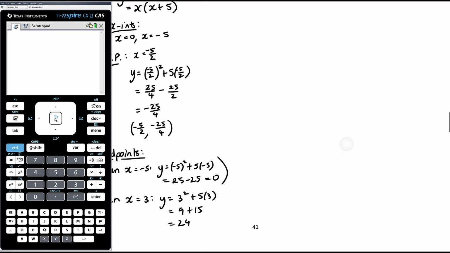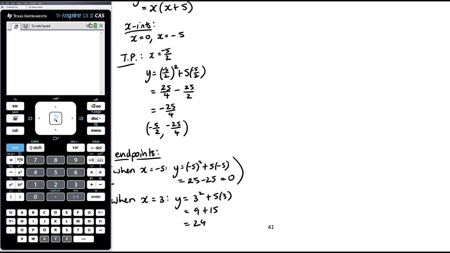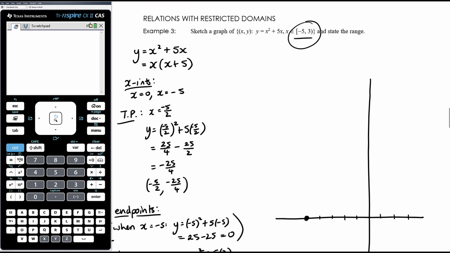Okay, so I need to think about, I'm going to have 1, 2, 3, 4, 5, 1, 2, 3. Okay, x-intercept there, and that's an endpoint and it's included, so square bracket at the -5.